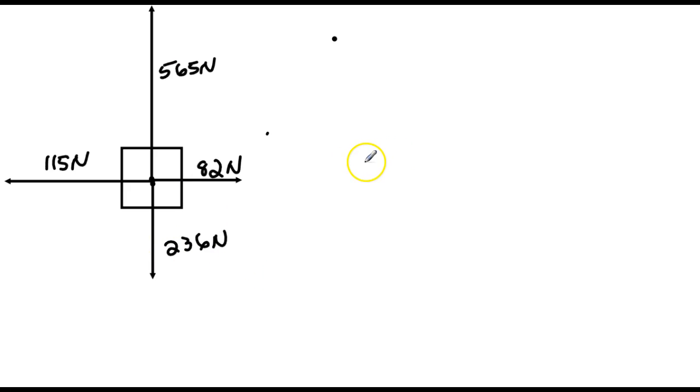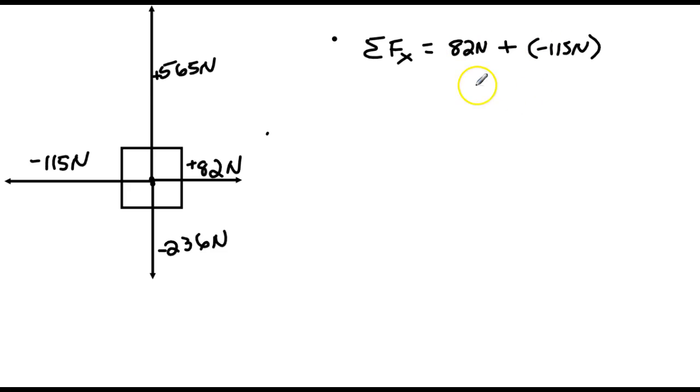Part A says, find the net external force in the x direction. So I'm going to let to the right be positive and upwards be positive, downwards be negative, to the left be negative. So the net force, and we use this sigma symbol here to say we're talking about the net force. The net force in the x direction is going to equal the sum of all the x directional forces. So I've got 82 newtons plus a negative 115 newtons.